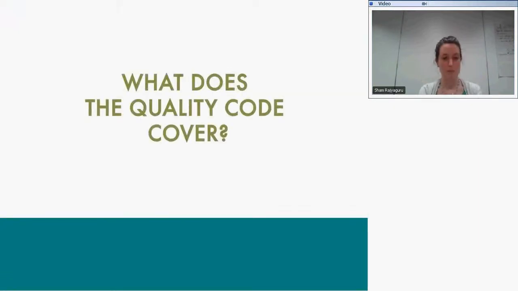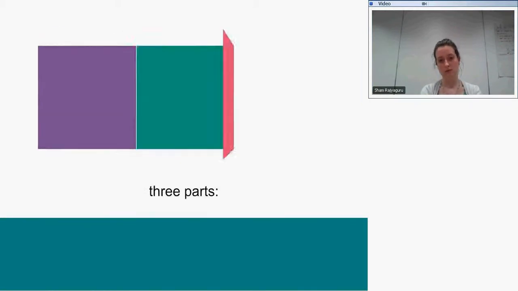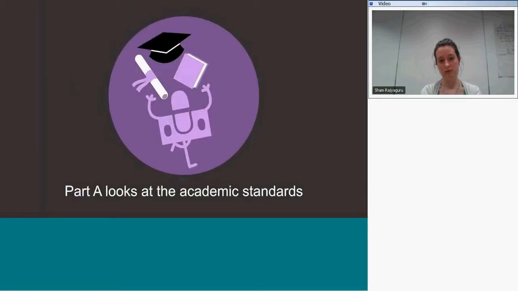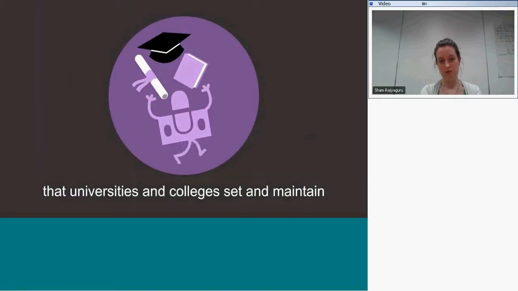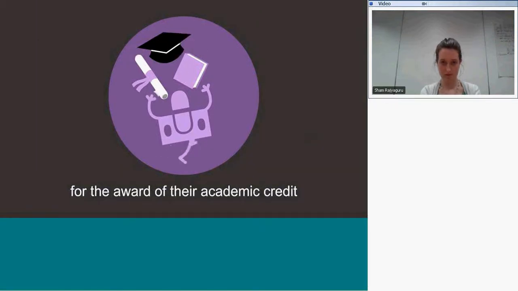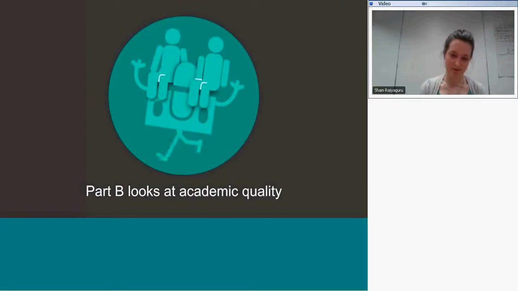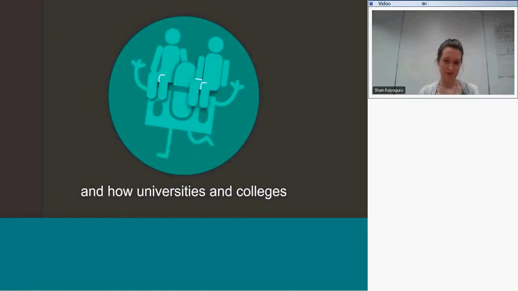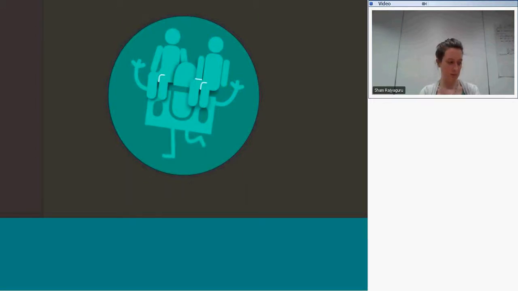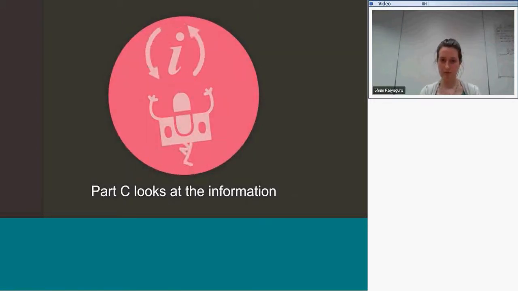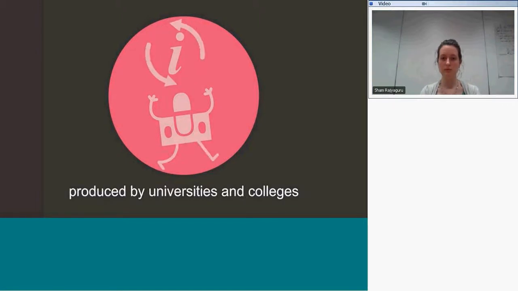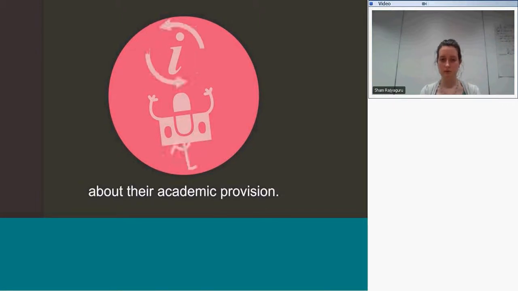What does the Quality Code cover? It consists of three parts. Part A looks at the academic standards that universities and colleges set and maintain for the award of their academic credit or qualifications. Part B looks at academic quality and how universities and colleges support students to enable them to achieve their awards. Part C looks at the information produced by universities and colleges about their academic provision.